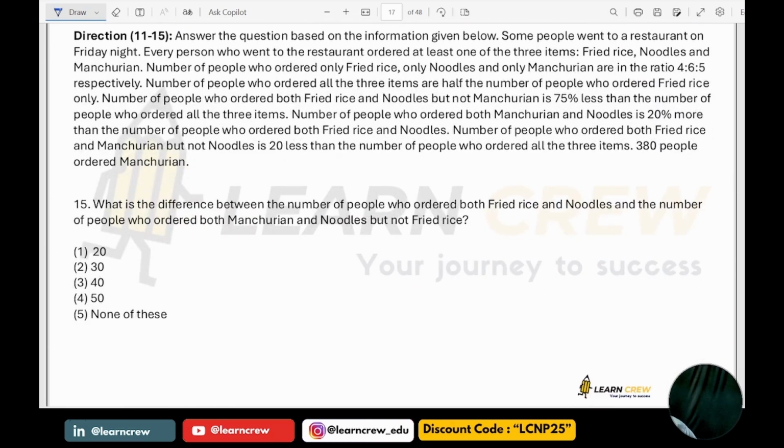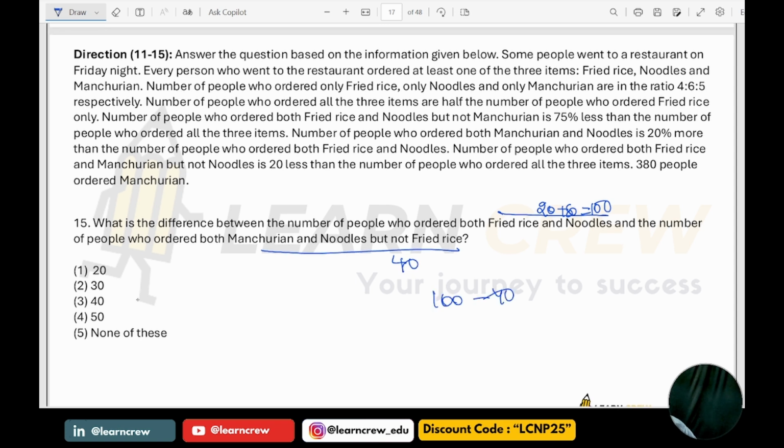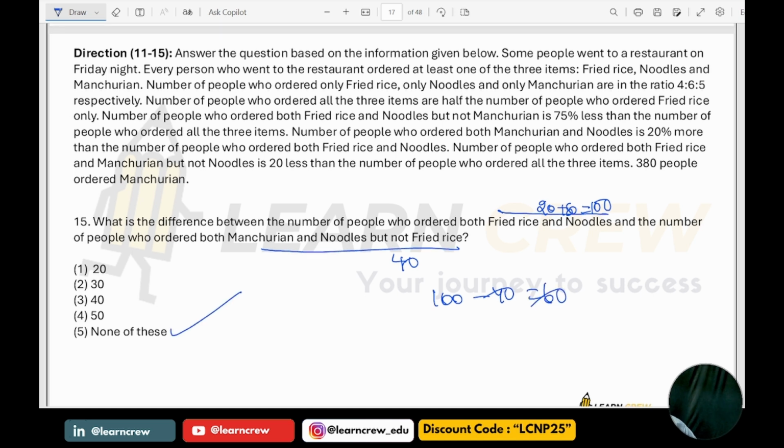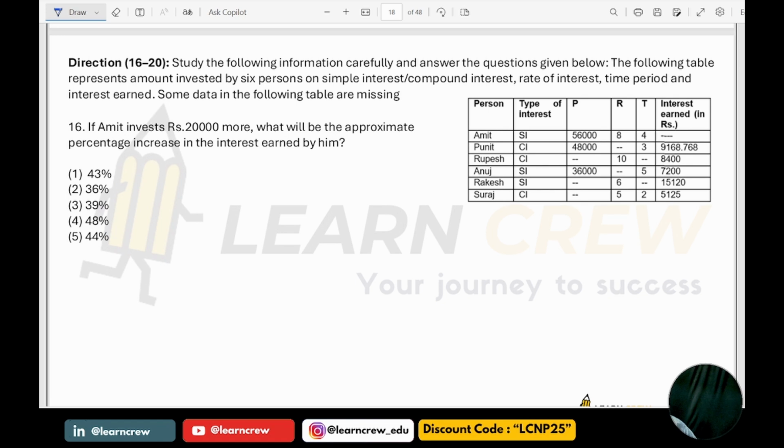Next question. What is the difference between the number of people who ordered both fried rice and noodles, and the number of people who ordered both Manchurian and noodles but not fried rice? Both fried rice and noodles would be 20 plus 80, which is 100. Both Manchurian and noodles but not fried rice is 40. The difference between 100 and 40 is 60. So 60 is the answer, none of these. Then next, question number 16.